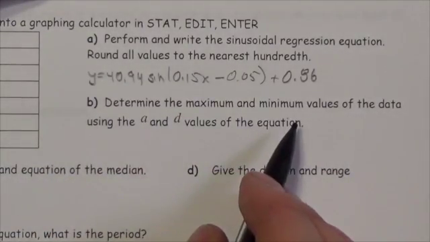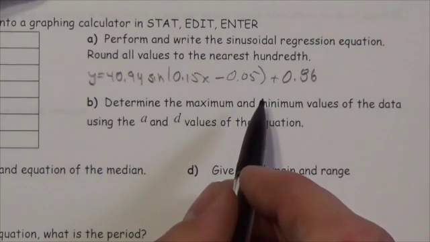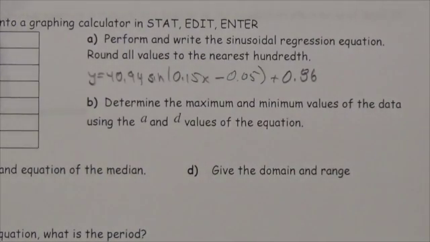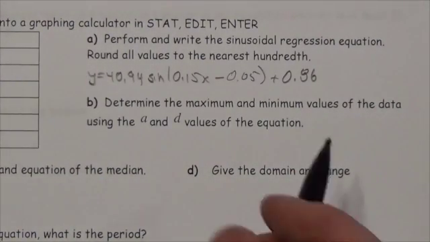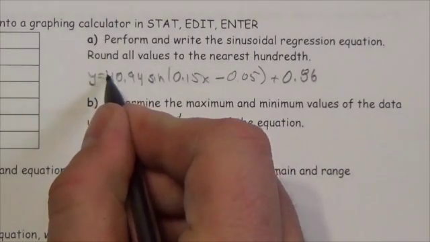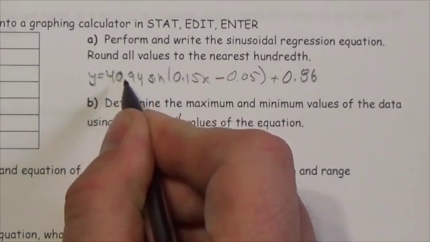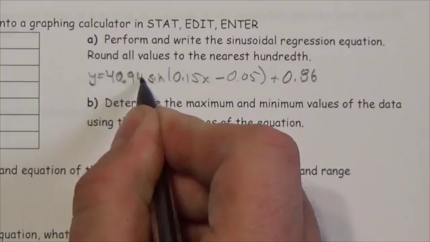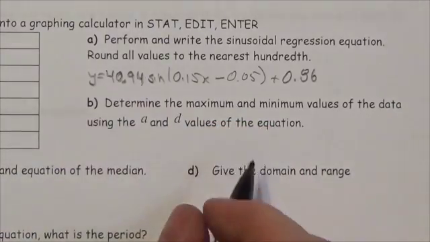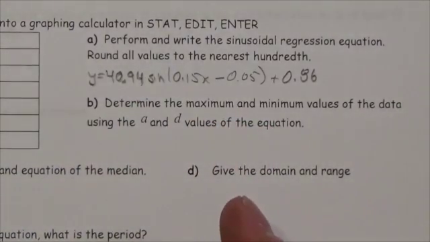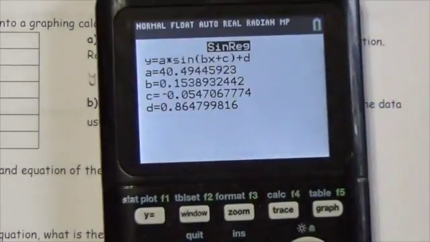So determine the maximum and minimum values of the data. Okay, well, notice that what I've got here, and actually I'm pretty lazy. I like using the calculator to do stuff like this. So notice that the A value here is already positive. And that's important here because when I do the calculations for maximum minimum, I was going to make that positive anyway. But now watch what happens here.